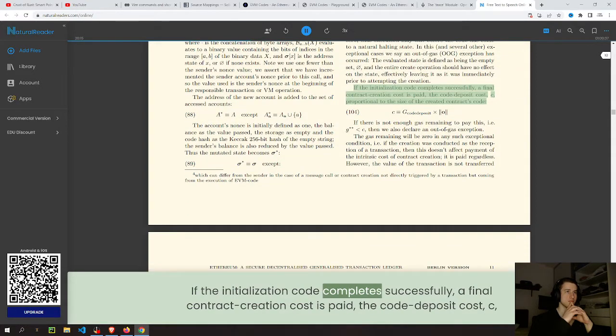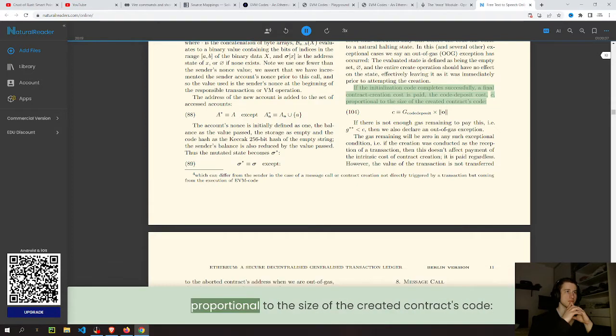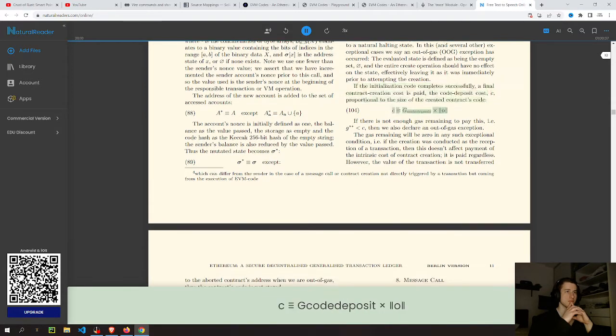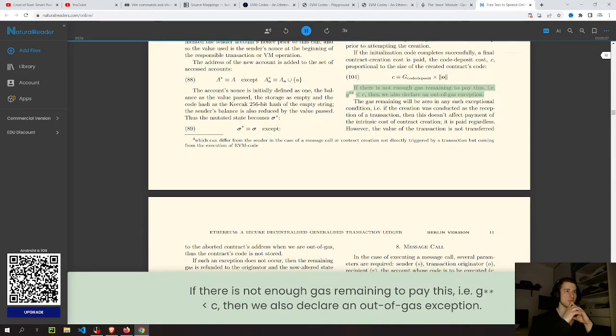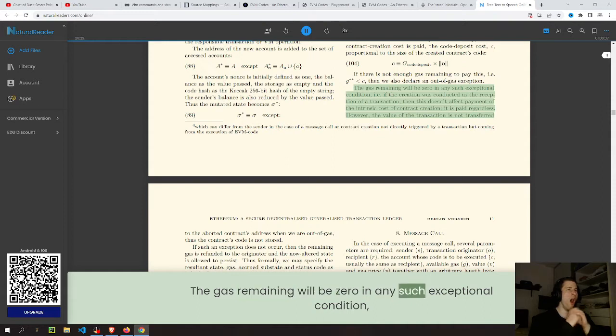If the initialization code completes successfully, a final contract creation cost is paid, the code deposit cost, C, proportional to the size of the created contract's code. See code deposit times the size of O. If there is not enough gas remaining to pay this, the gas remaining will be 0 in any such exceptional condition.